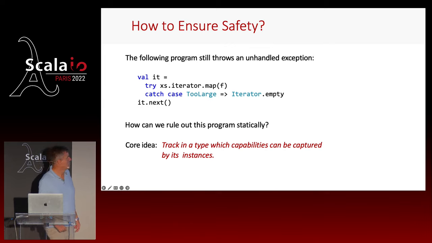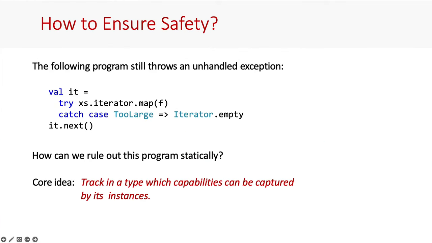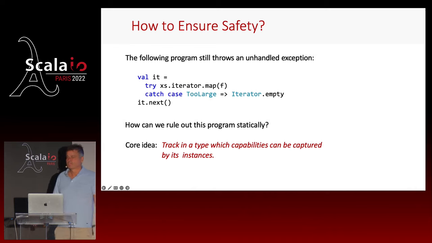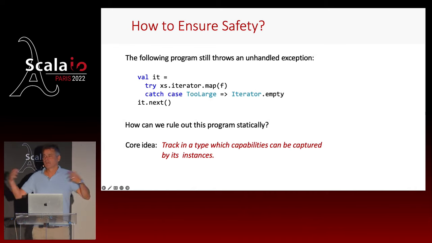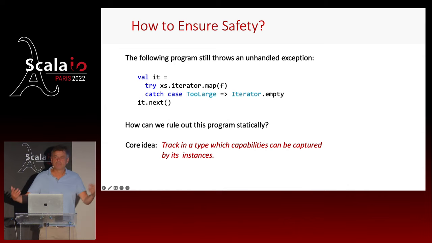So what I do here is I have the same program, but now I map the function f over an iterator over the list xs. So lazily evaluated. And if it's an iterator, then I can write next after the try. And then things go wrong because the try has exited. At the time when I call next, the function f would be invoked with the next value of the iterator, and there would be no try to catch it. So the question is, how can we rule out this program statically?